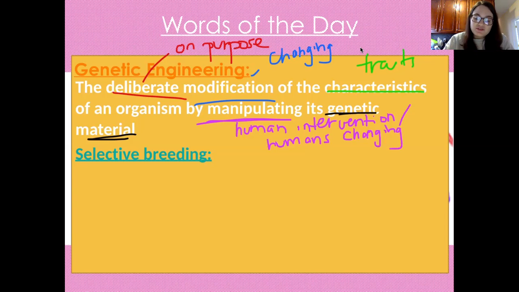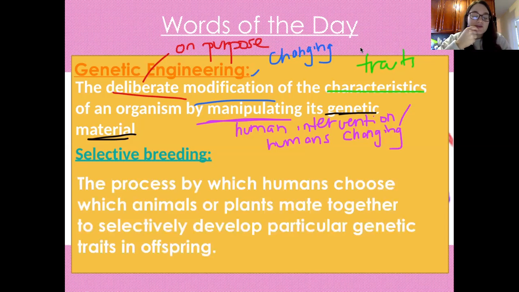What you need to know for that is that this is the process by which humans choose which animals or plants mate together to selectively develop particular genetic traits in offspring. Whew. Once again, that was a lot of words, so I'm going to read it one more time a little bit slower. Selective breeding is the process by which humans choose which animals or plants mate together to selectively develop particular genetic traits in offspring.